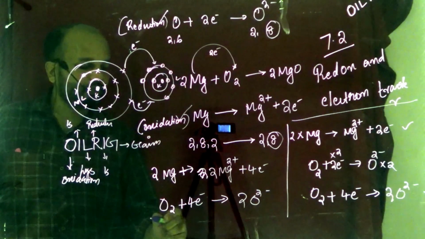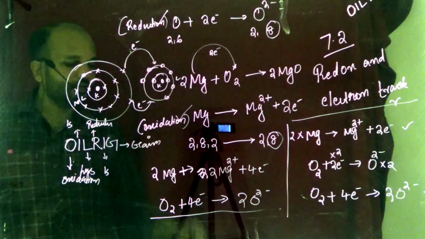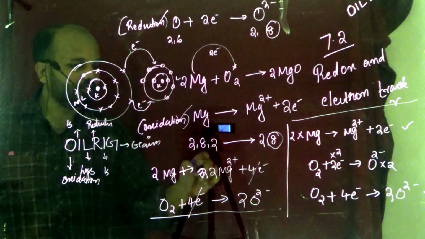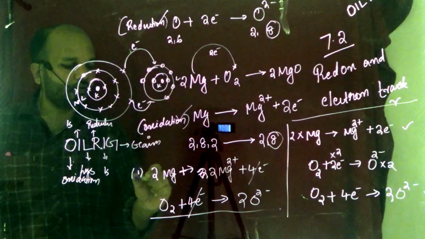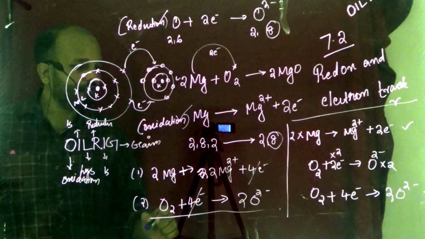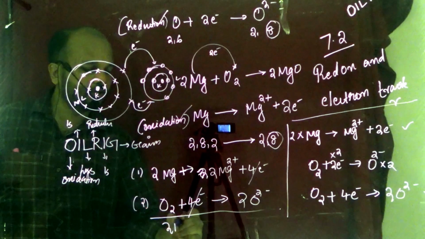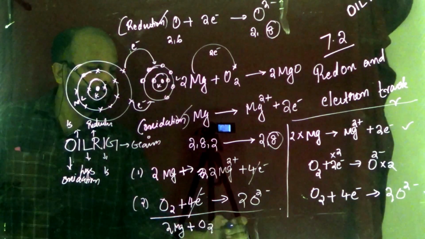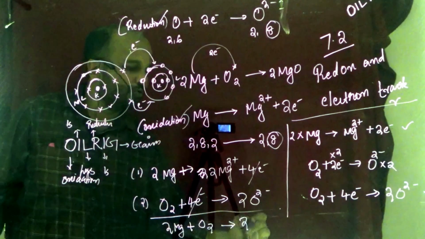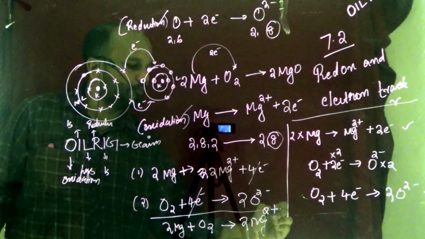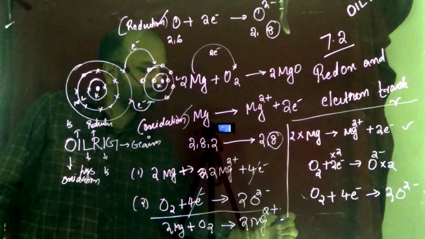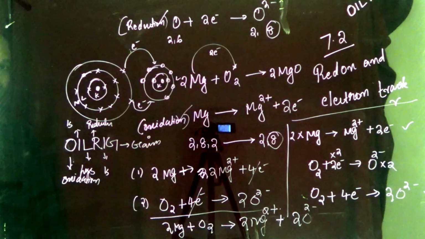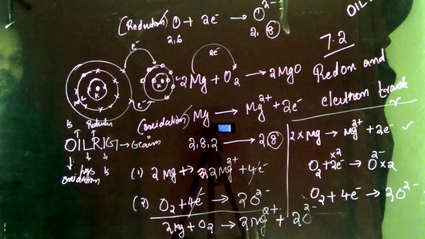If you do the calculations, you can cancel this, you can cancel this. If you are adding both of these, 1 and 2, you can cancel the electrons. So this is going to be 2 Mg plus O2 gives 2 Mg2 plus and 2 O2 minus. Okay, so this is how the reaction is happening.